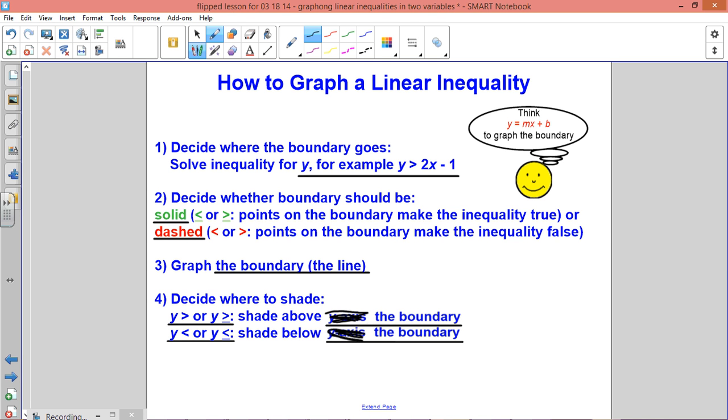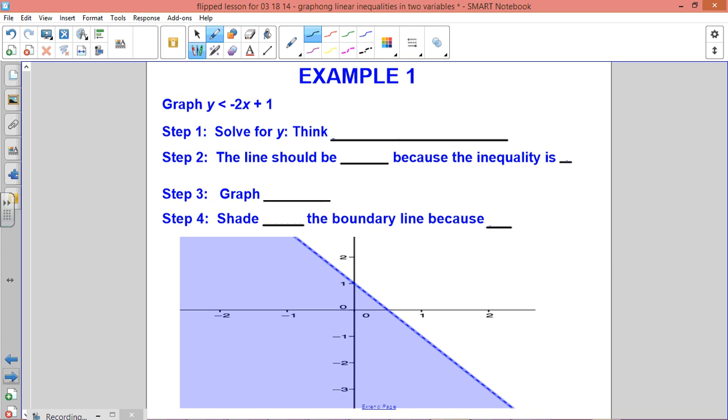Okay, so it's just 4 steps. First, solve for y. Second, decide whether or not I'm using solid or dashed lines, just like deciding whether or not to use open or closed circles. Third, graph the boundary, or the line. And fourth, decide to shade all the points above it or all the points below it, based on which inequality we have. So let's go through a couple of examples and then we're done.